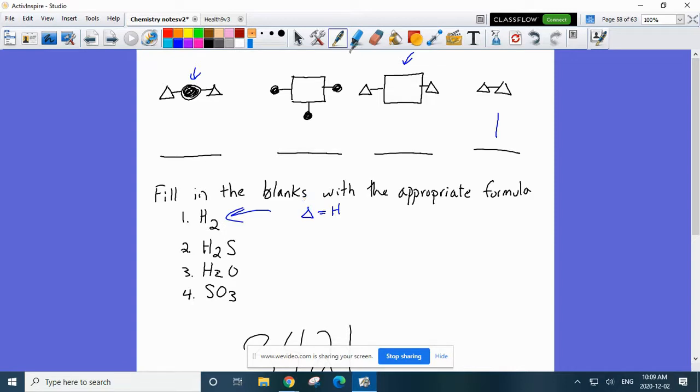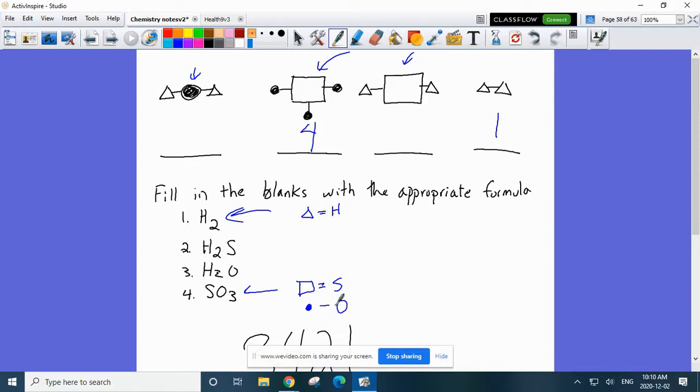But look at this one. This one here has 4 atoms in it, right? So that one has to be SO3. So that means my square, so I've got that one done. That means my square is sulfur, and my colored in circle is oxygen.